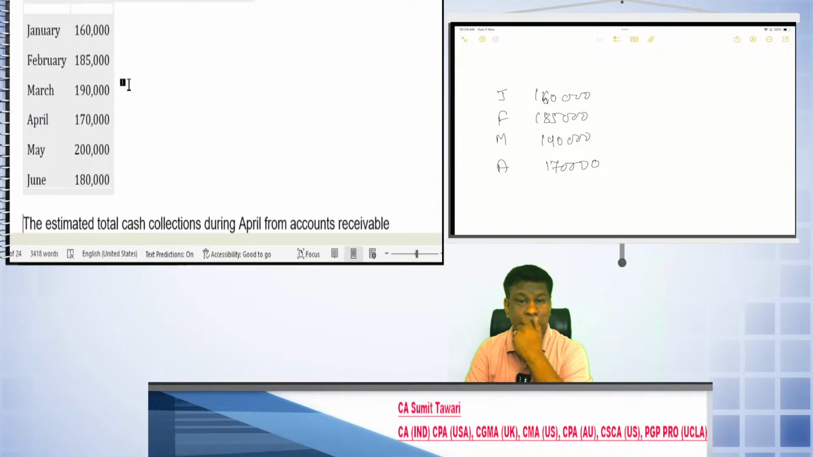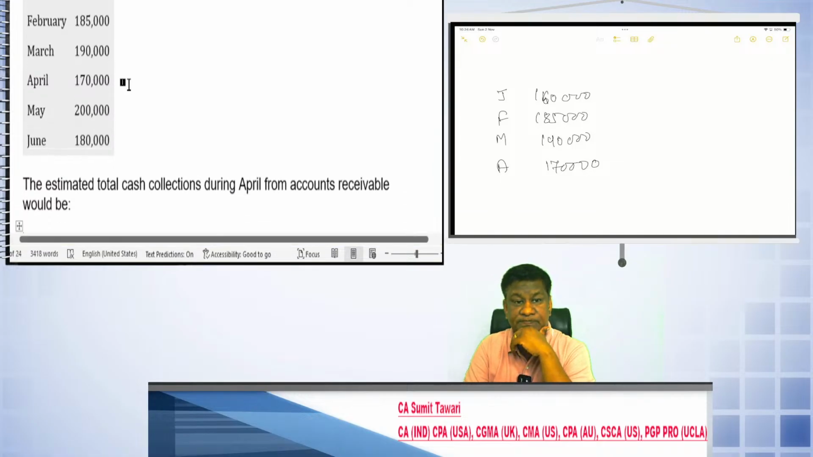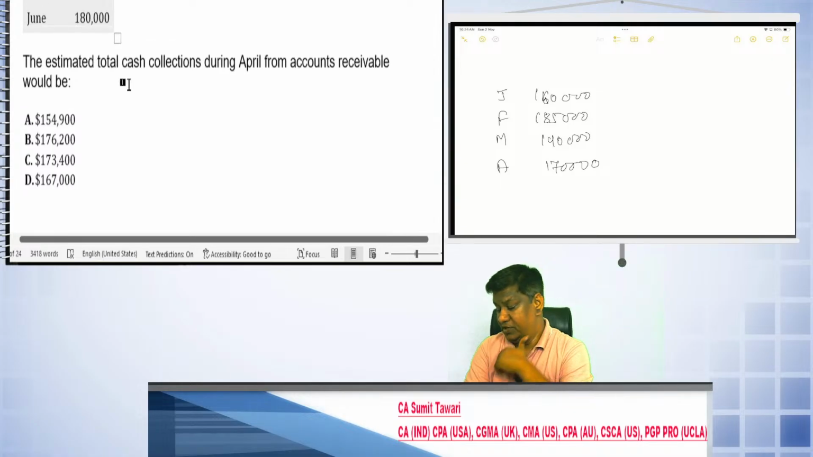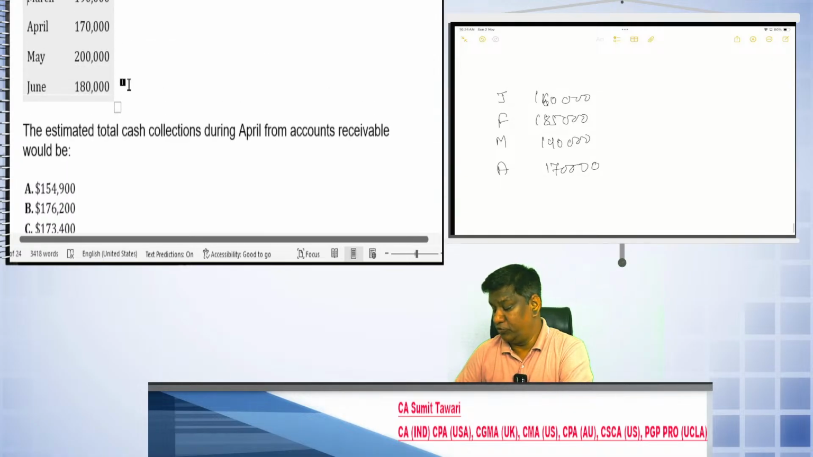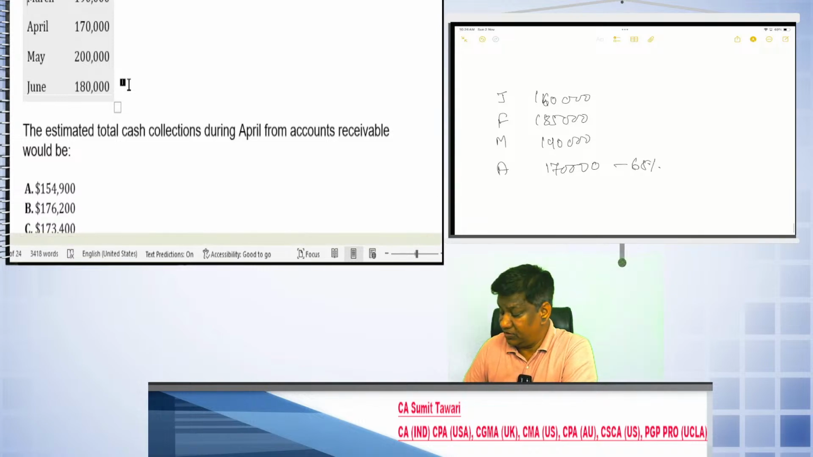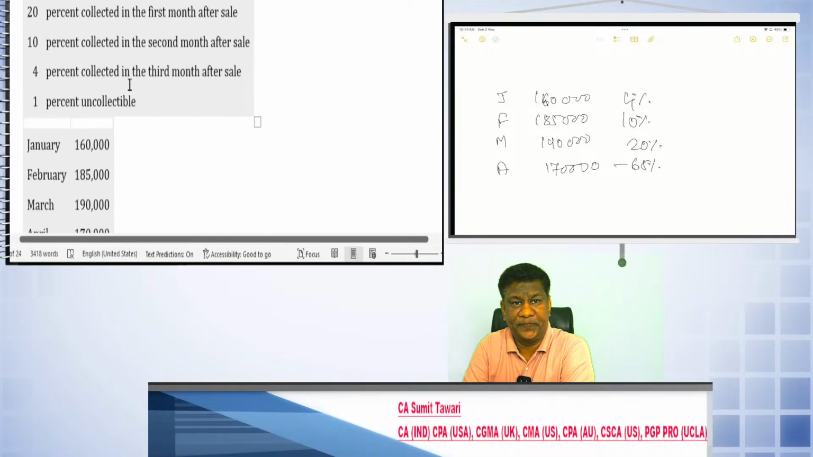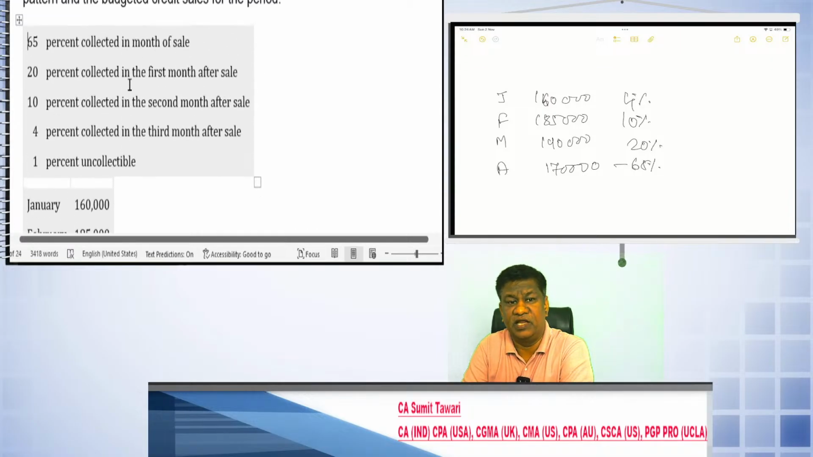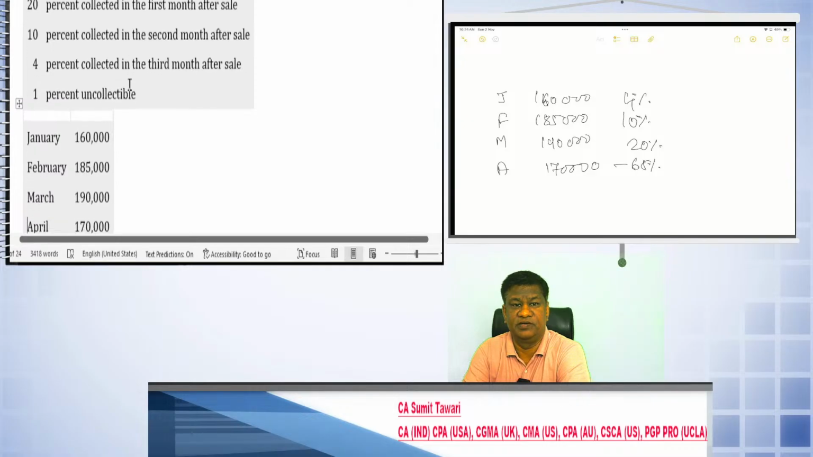Option C, sir. 1,73,400. Yes, correct. So these are the 4 months' sales. Here 65%, then 20%, then 10%, and then 4%. This is the way we need to calculate.